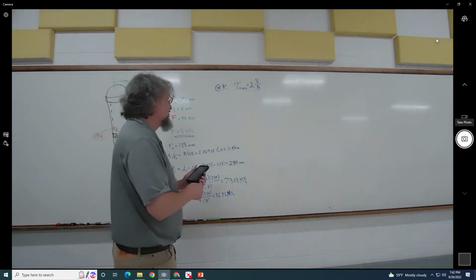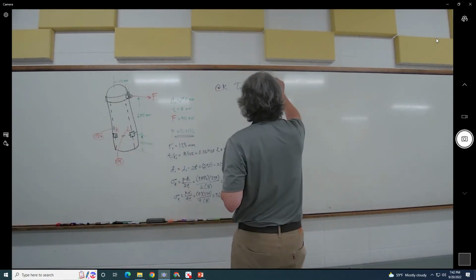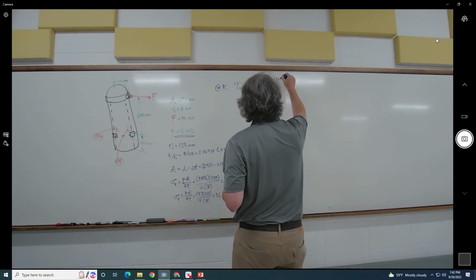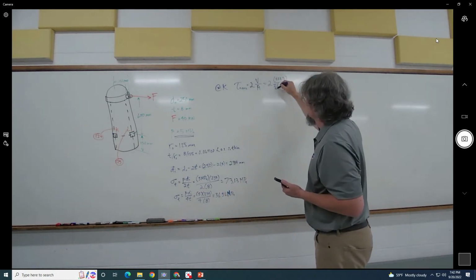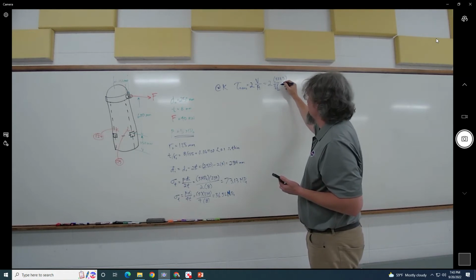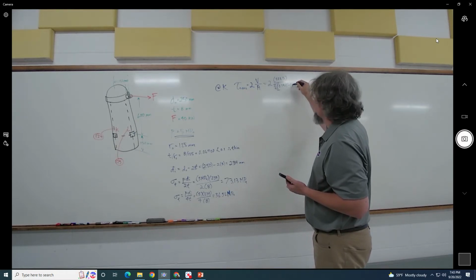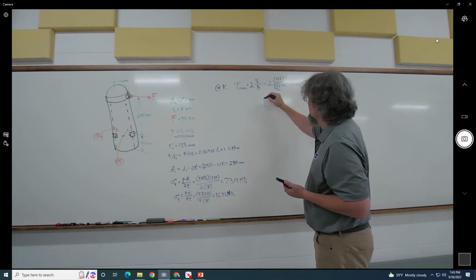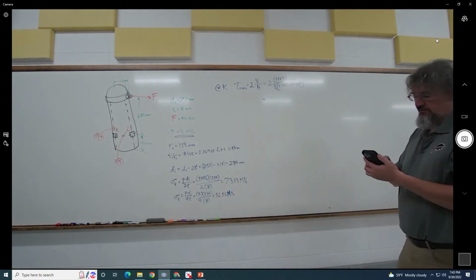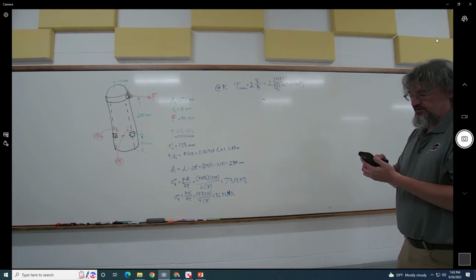So the area here is a little bit of a pain, but not too terribly bad. The force is going to be, let's call it 40,000, so 40E3. The area is going to be pi over 4, and we're going to take the outside of 0.250 squared minus the inside of 0.234 squared.